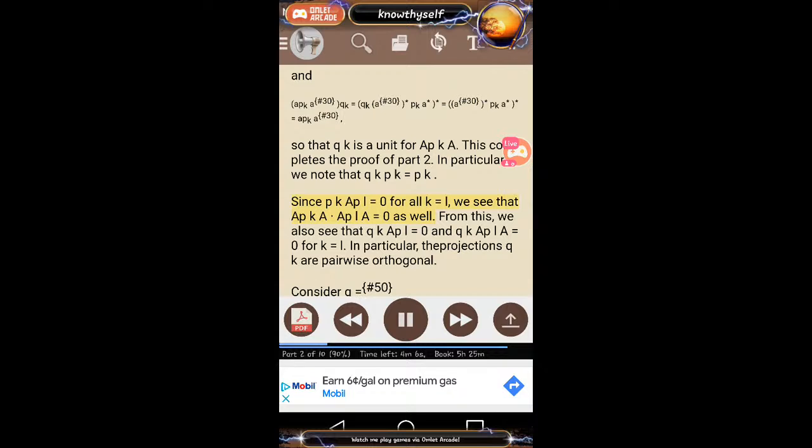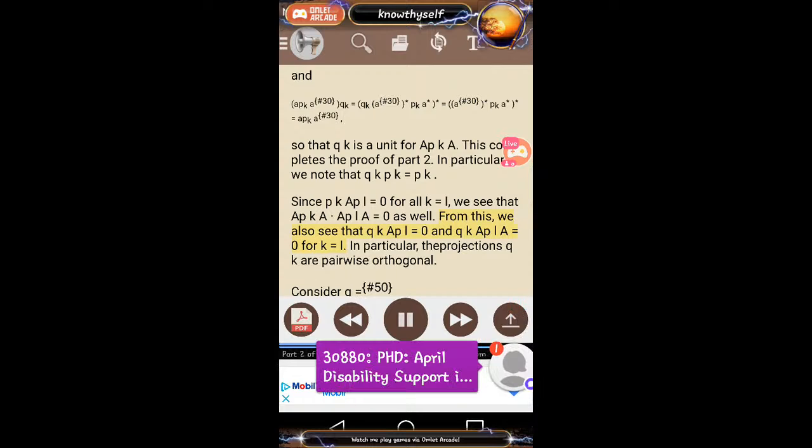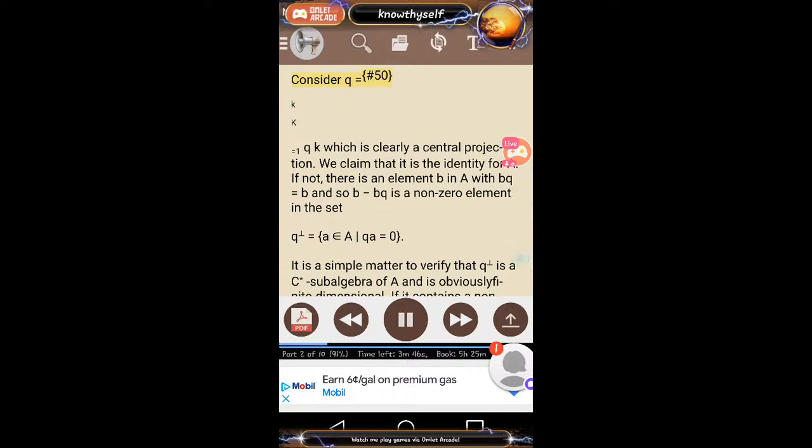Since P_k A P_l = 0 for all k ≠ l, we see that A P_k A P_l A = 0 as well. From this, we also see that Q_k A P_l = 0 and Q_k A P_l A = 0 for k ≠ l. In particular, the projections Q_k are pairwise orthogonal. Consider Q = the sum over k = 1 to K of Q_k, which is clearly a central projection.